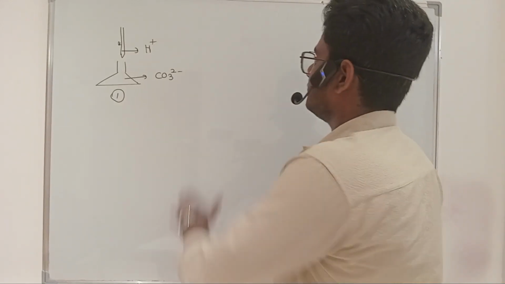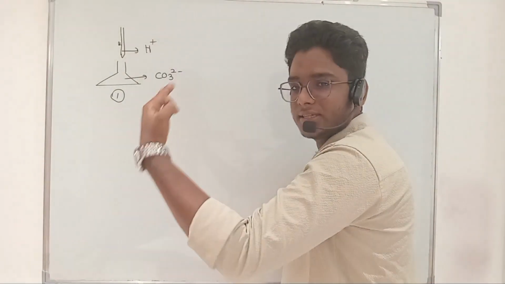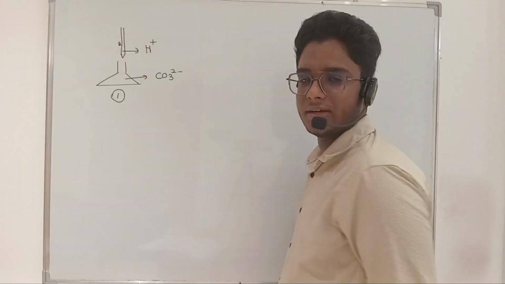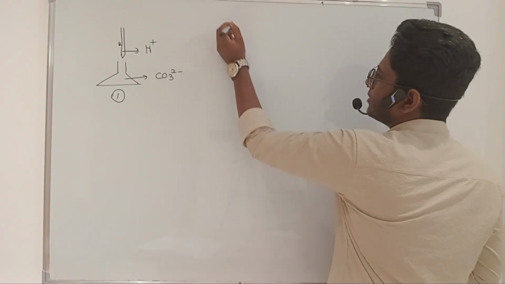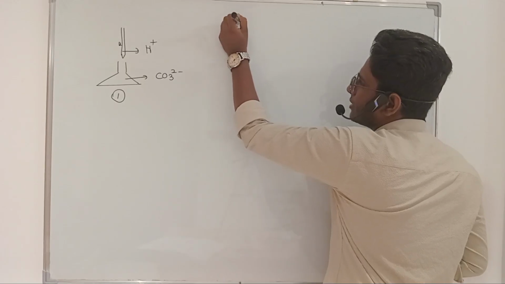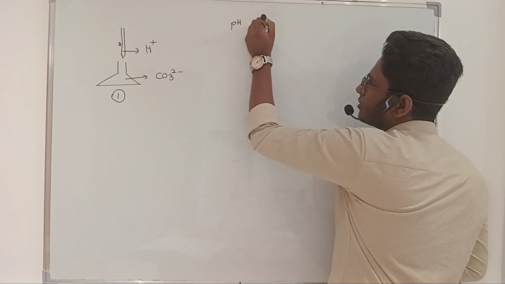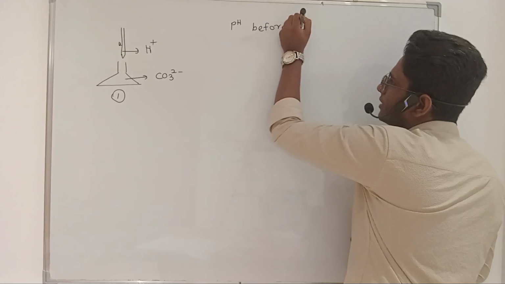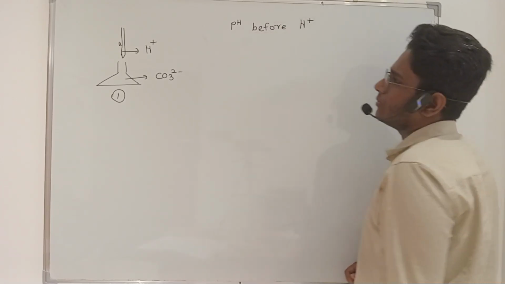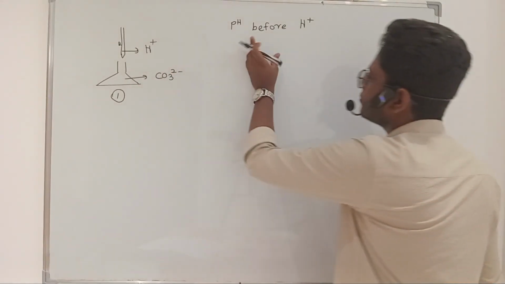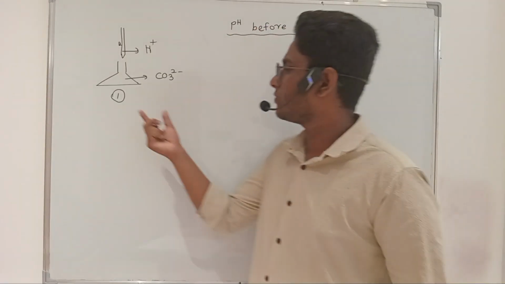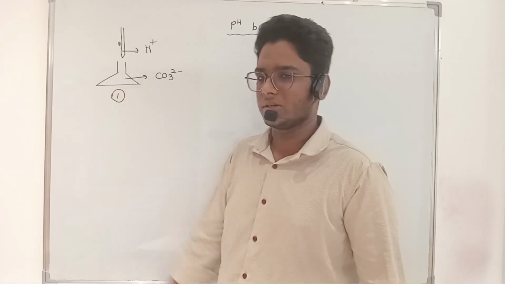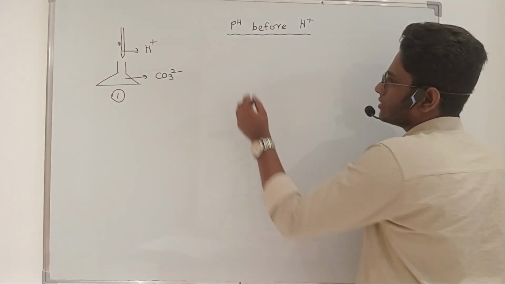So first of all, if they ask the pH in the titration flask initially, how can you find the pH? Normally they ask: what is the pH in the titration flask before the addition of H plus? And how can you find it? Now, before the addition of H plus, only carbonate is present in the solution. So what will happen?